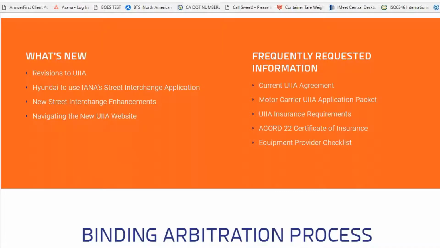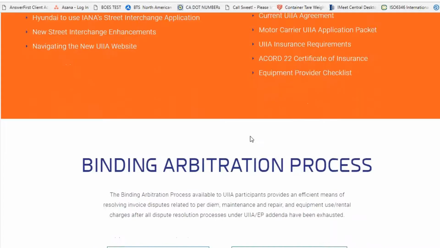as well as a frequently requested information section, as we do on our current site, where it will list items that we're frequently asked to provide customers, such as a copy of the agreement, the motor carrier registration packet, our insurance requirements, the Accord 22, and the equipment provider checklist. So if you need any of that information, you'll be able to obtain it straight from the home page.